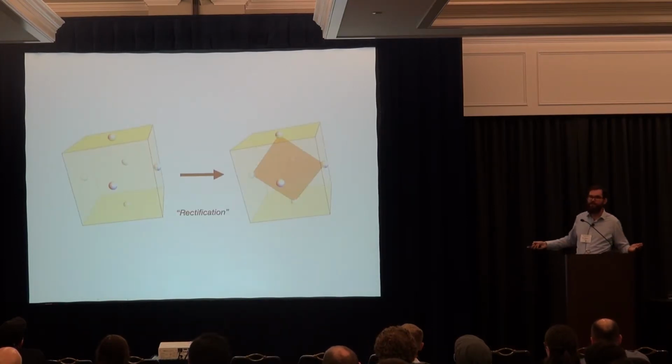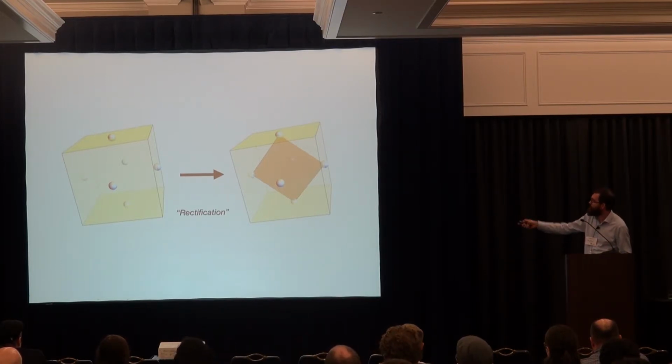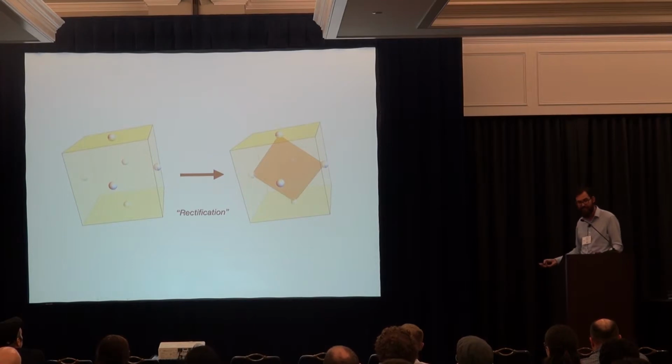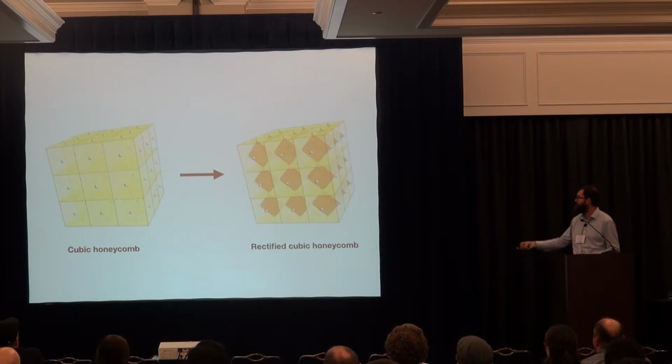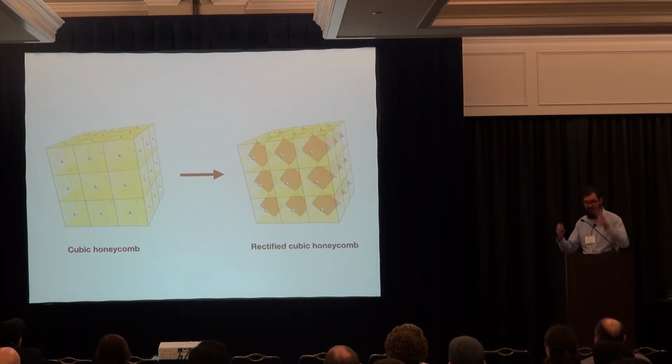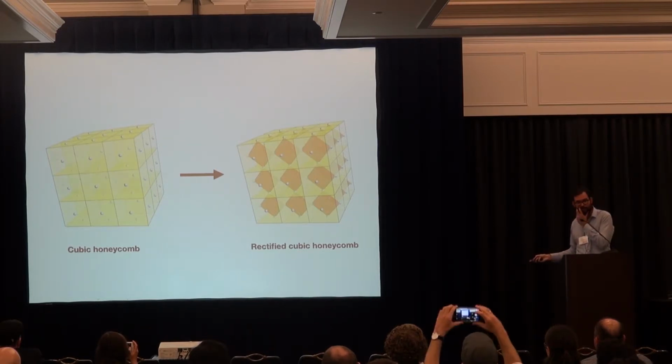So this is a process known as rectification in the literature, when one takes a lattice and places vertices on edges or on faces. And sure enough, when you do this to the cubic lattice, the cube turns into an octahedron, and the lattice you get is called a rectified cubic honeycomb. So I've just taken my lattice, and I'm now going to describe it, rather than describing it by these cubes, I'm describing it by octahedra.